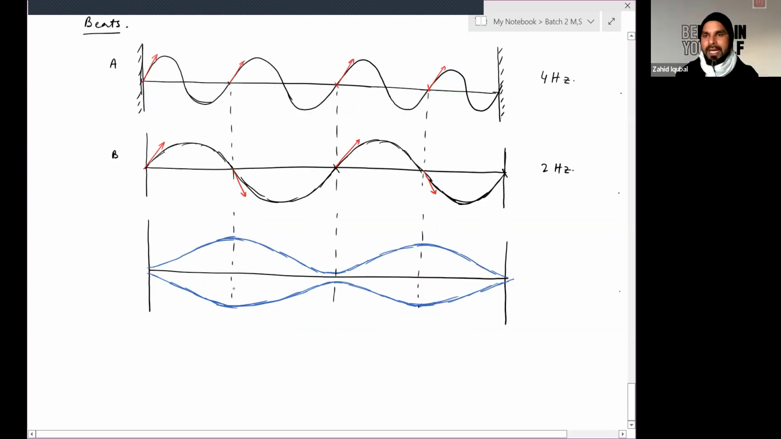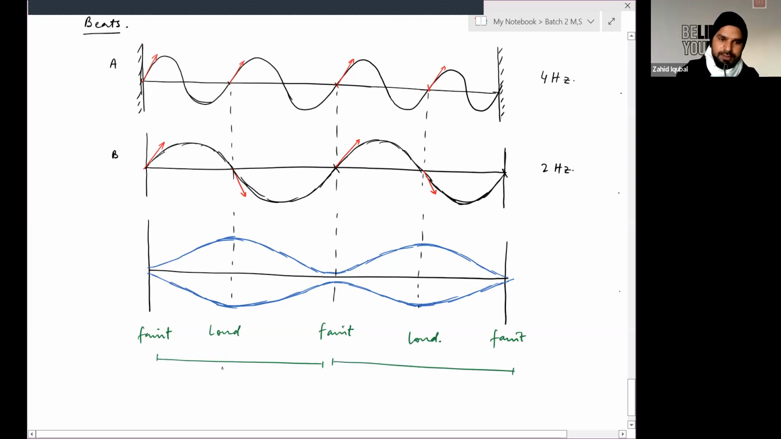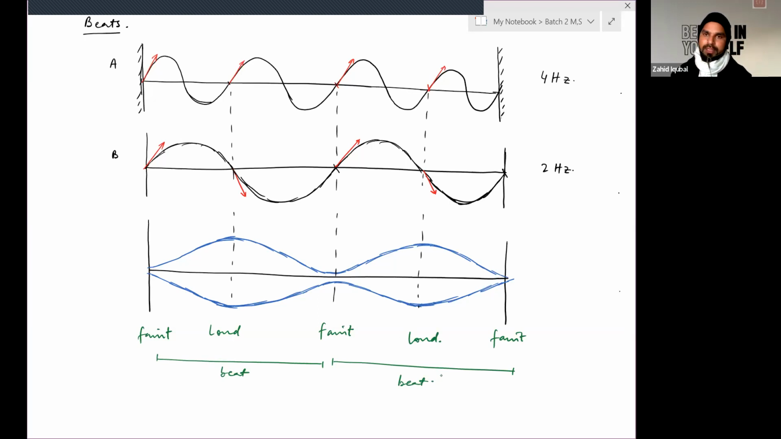The point having maximum amplitude is called loud sound. So this is the loud one. And the point having minimum or least amplitude is faint sound. The combination of one loud and one faint is called one beat. So this is one beat and this is another beat. So a beat is when two waves having different frequencies propagating in the same direction overlap over one another, producing loud sound and faint sound together. This combination is called beats. Is it clear? Yes, sir.